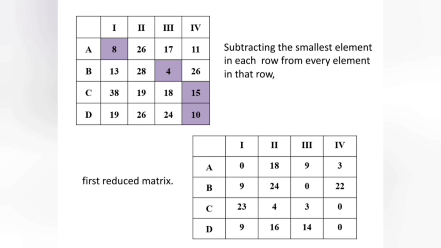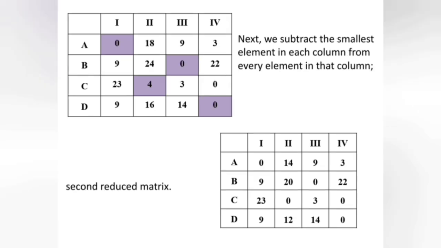Next, examine column-wise. In the first column we have the number 0, which is the minimum, so there is no change in the first column: 0, 9, 23 and 9. Now examine the second column, where the minimum number is 4. We reduce all the elements in the second column by 4, and we get 14, 20, 0, 12 as the new numbers.